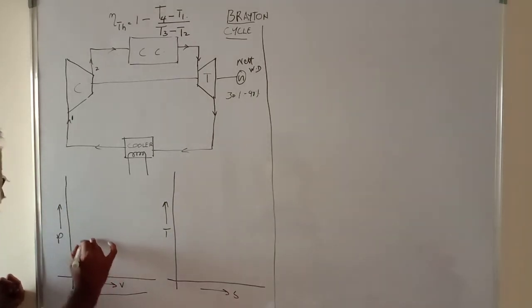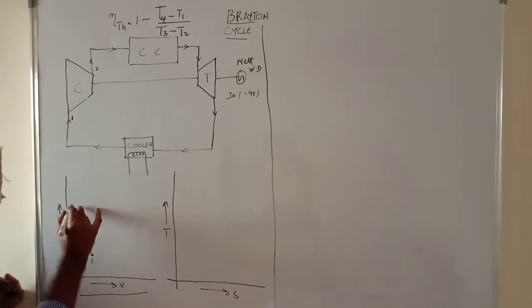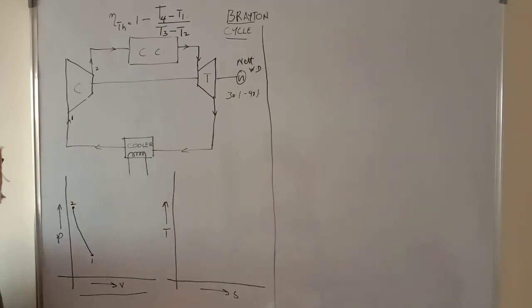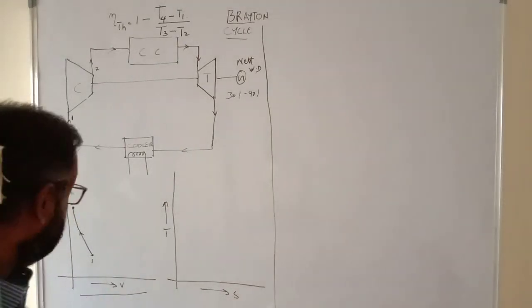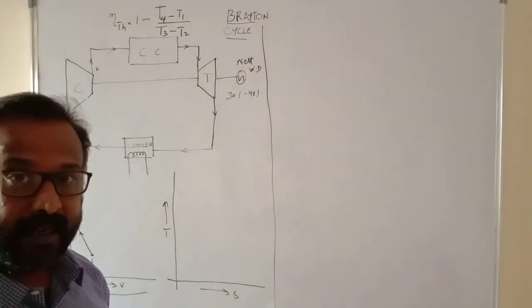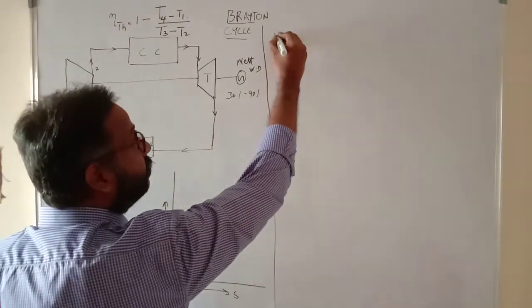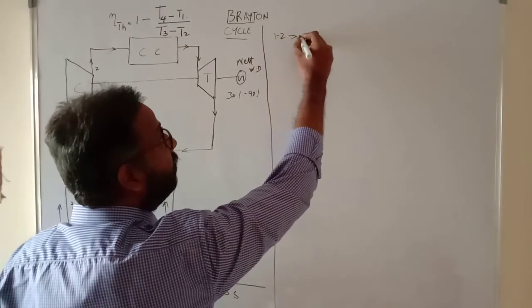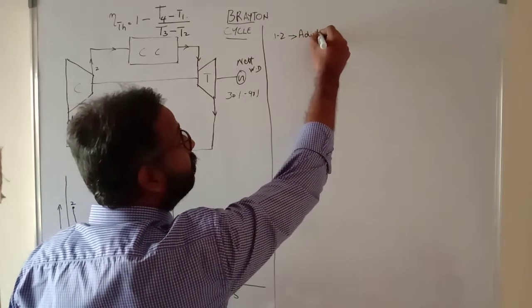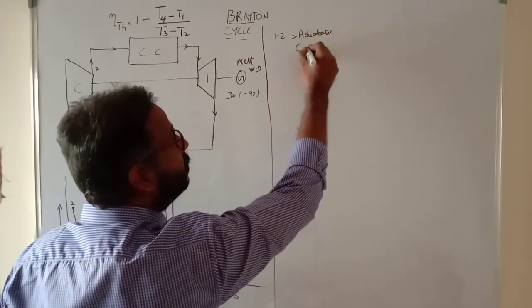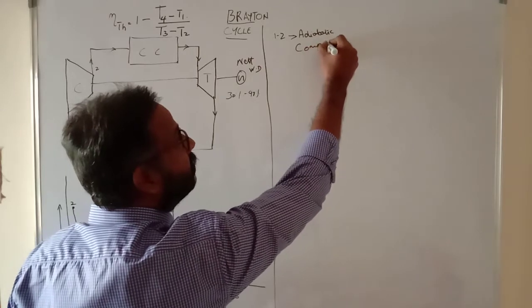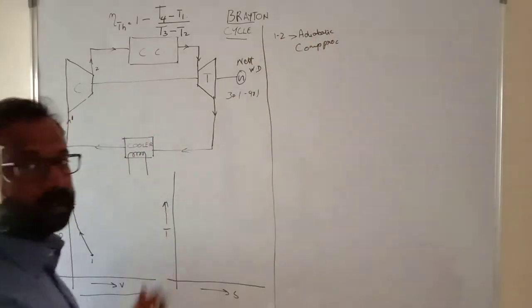So I'll mark it goes linearly up to a certain point 2. Now this process, what we are seeing from 1 to 2, we are assuming this process to be adiabatic. That is, process 1 to 2 will be an adiabatic compression process. Alright, now what is an adiabatic process?